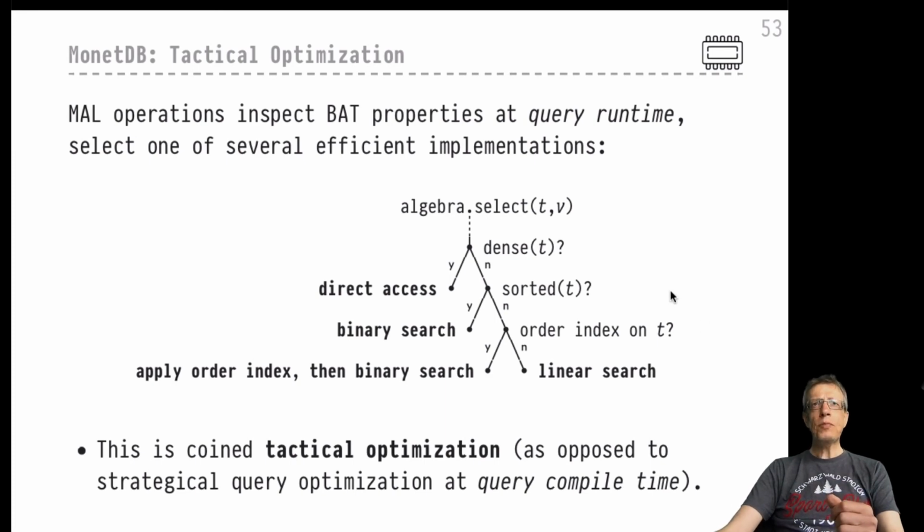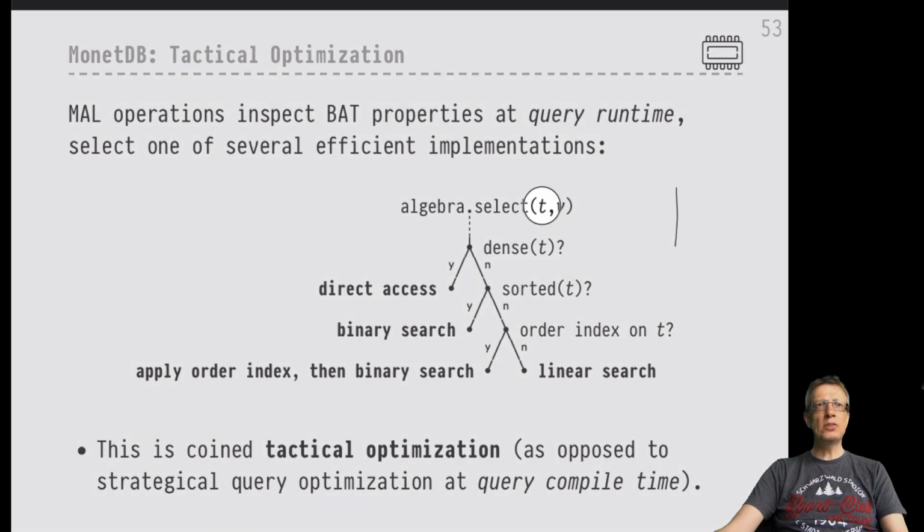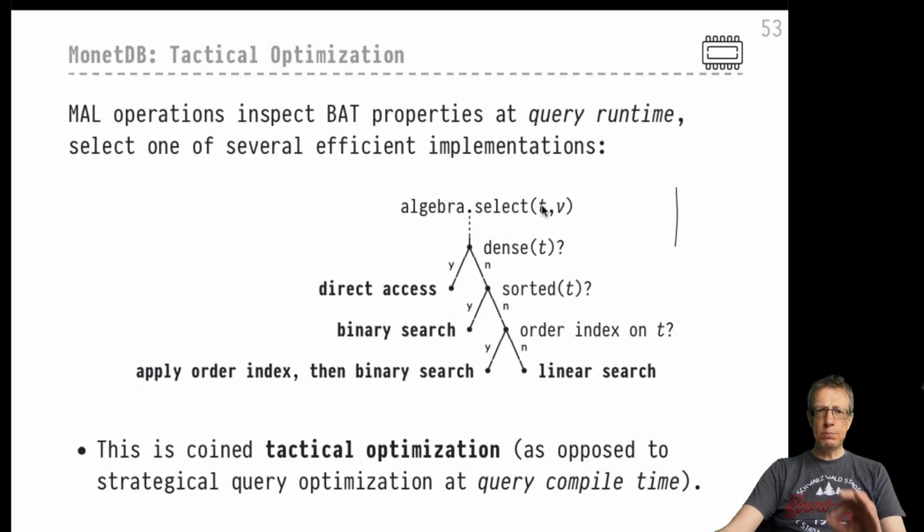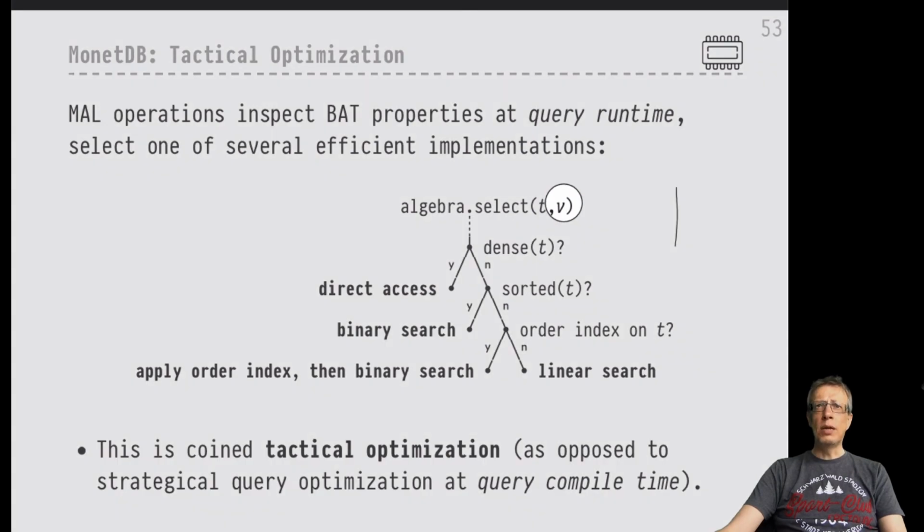What you'll find in the internals of MonetDB is a sort of decision tree that's being used at runtime, at the time when algebra select has to be performed on the BUT t. At this point, we will inspect the properties of BUT t and then look whether it's indeed a dense BUT. Is the tail column dense? If that is the case, then a selection for this particular literal v here can be implemented very, very efficiently on dense BUTs.